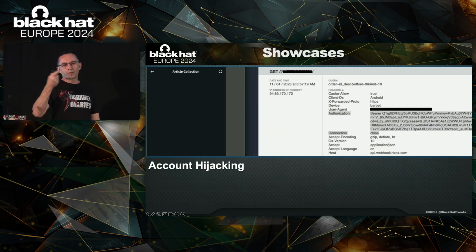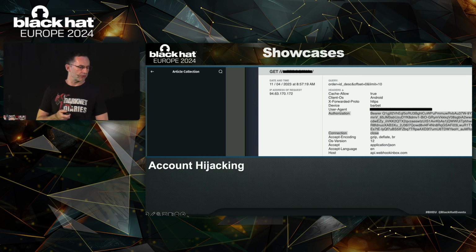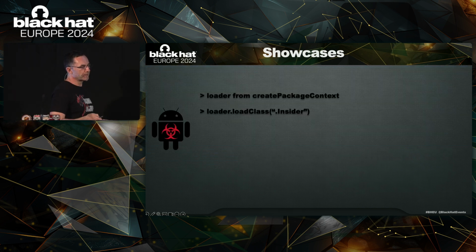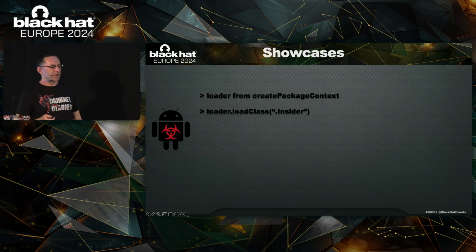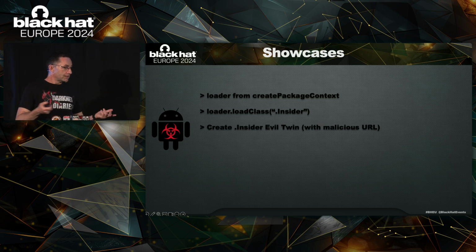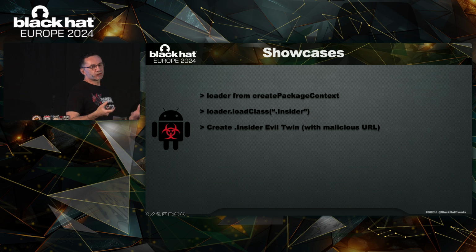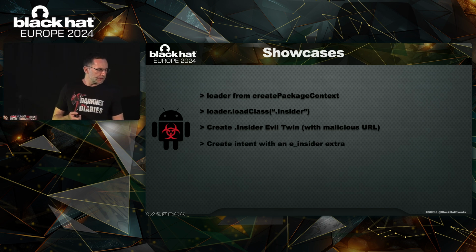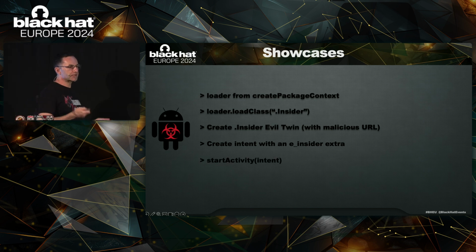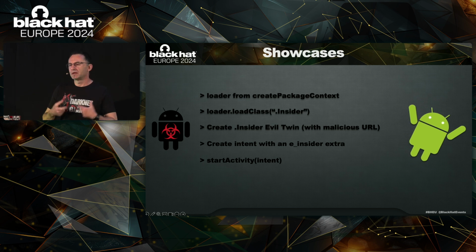So when we create such an object and send it to this app, it will adopt the collection URL, the URL that you saw before, and will send there an authenticated request, which includes the user's token. How can we exploit that? Once again, the steps are pretty much the same. Use the create package context to obtain a ClassLoader instance of this app, load the insider class, create an evil twin of this class using a malicious URL, a URL that we control, and create an intent which has an extra called insider. Finally, send it to the target APK, so we get the user's token on our own server.